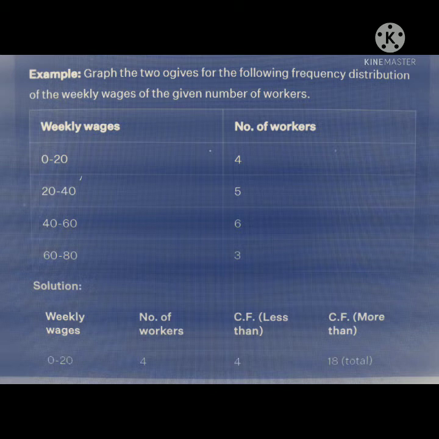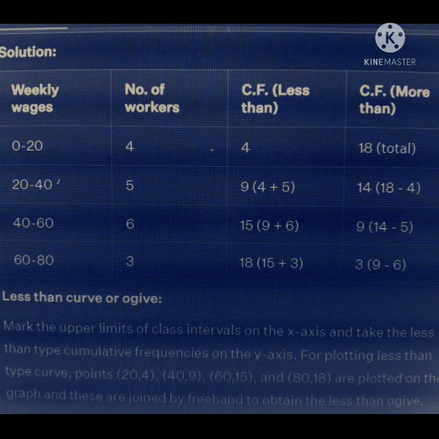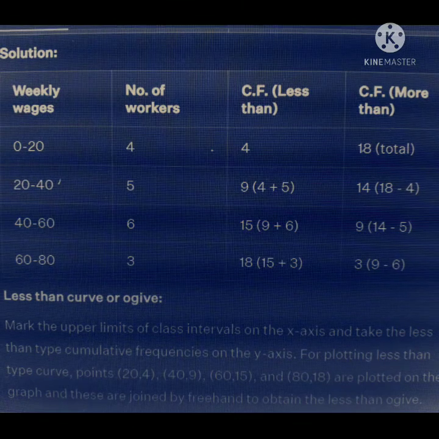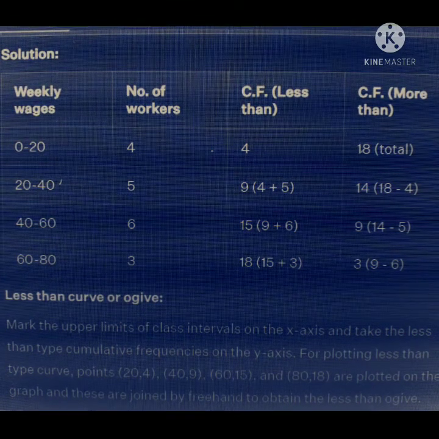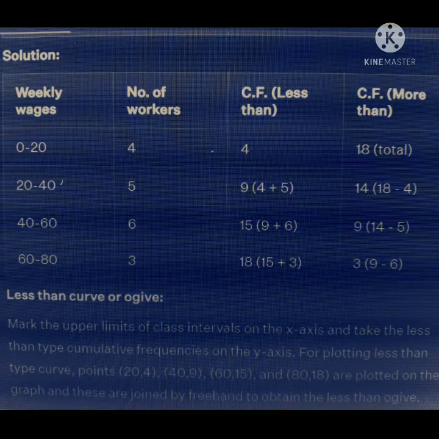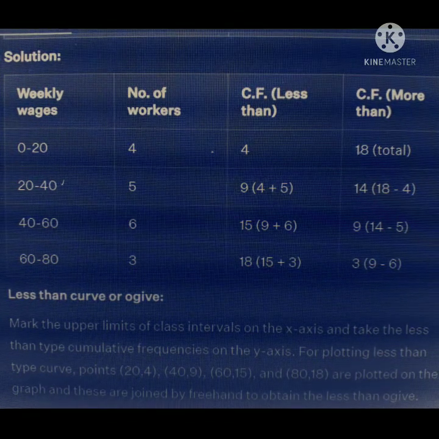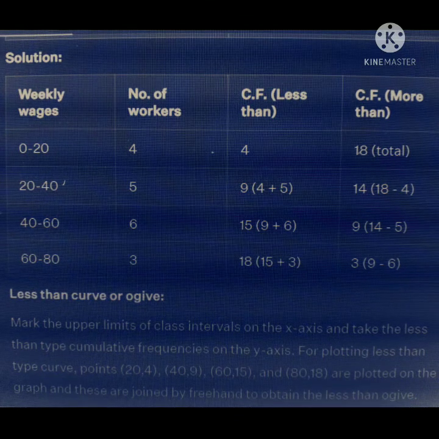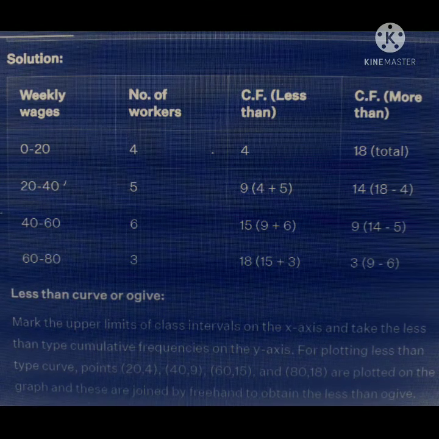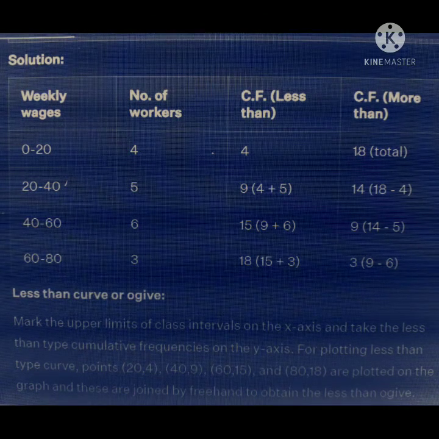So to get the cumulative frequency less than, again the instruction is to add. So add first the first class to the second class. So 4 plus 5 is equal to 9, and 9 plus 6 is equal to 15. 15 plus 3 is equal to 18. So that's for our cumulative frequency less than.